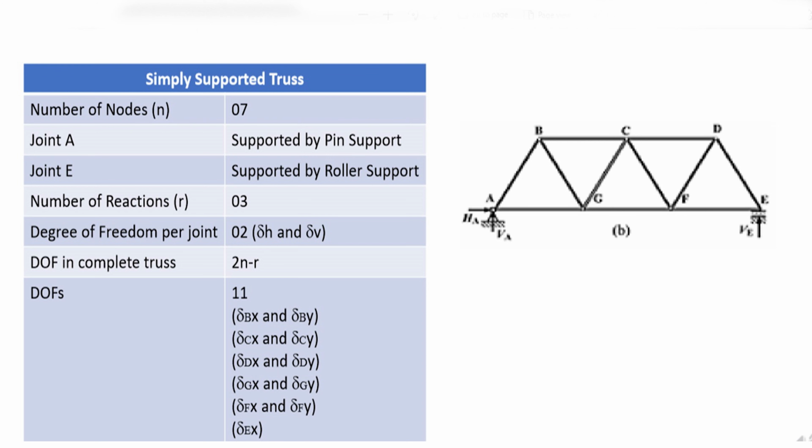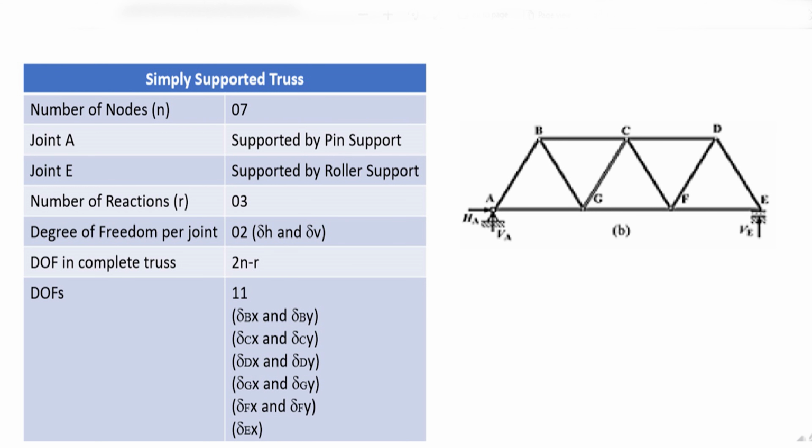So the remaining degrees of freedom are sigma bx, sigma by, sigma cx, sigma cy, sigma dx, sigma dy, sigma gx, sigma gy, sigma fx, sigma fy and sigma ex. As in trusses moment cannot be present, there is no rotation in any joint, because joints cannot rotate in trusses. So in this way we can calculate the degree of freedom.